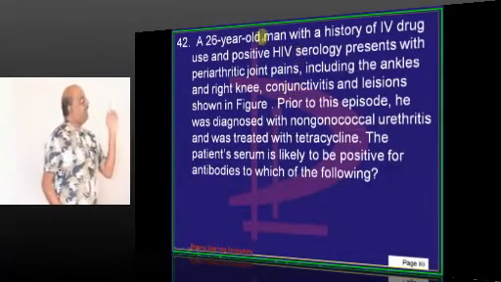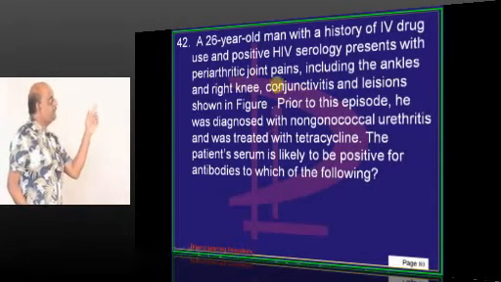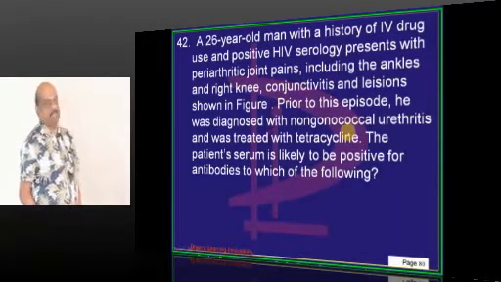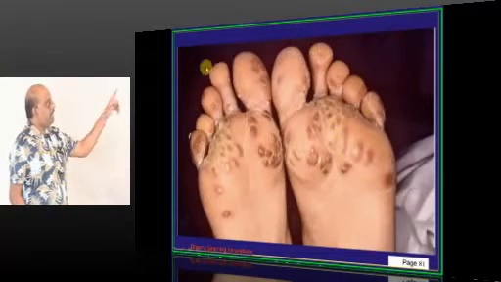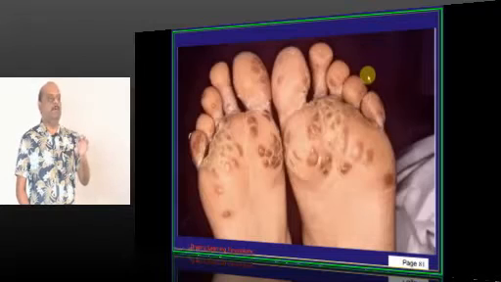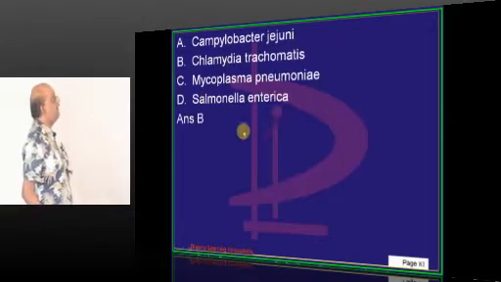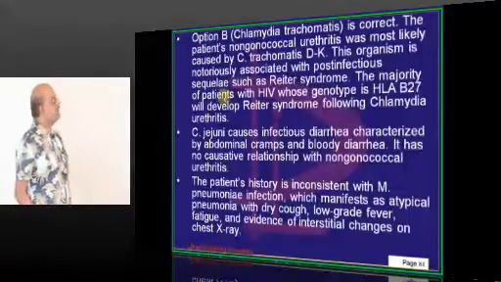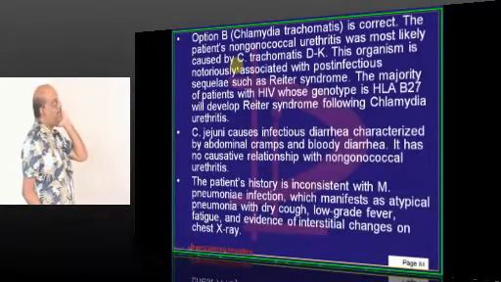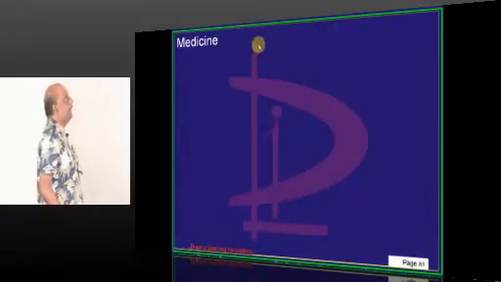Now, the IV drug use and positive HIV serology patient presents with periarthritic joint pains, and he is also having a lesion like this. What is this lesion called? Keratoderma blennorrhagica is the name which is being given, which is a very classical feature seen in the case of Reiter's, where chlamydia is basically implicated.